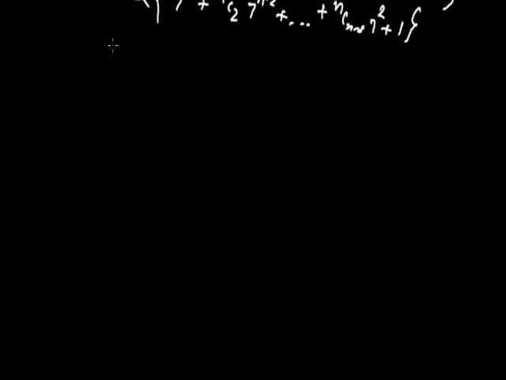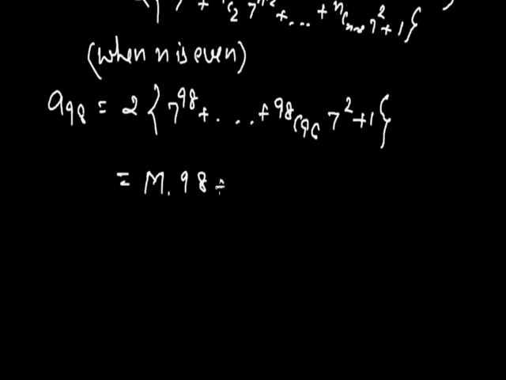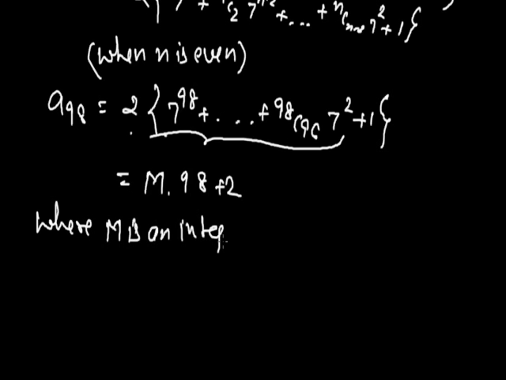As n is even, that means n is equal to 98, that is even. So when n is even, a_98 will be equal to twice of (7 raised to power 98 plus and so on up to 98C96 times 7 square plus 1), that is m times 98 plus 2. They all are divisible by 98. So this will be a multiple of 98, m times 98 plus 2, where m is an integer. So the remainder therefore will be equal to 2.